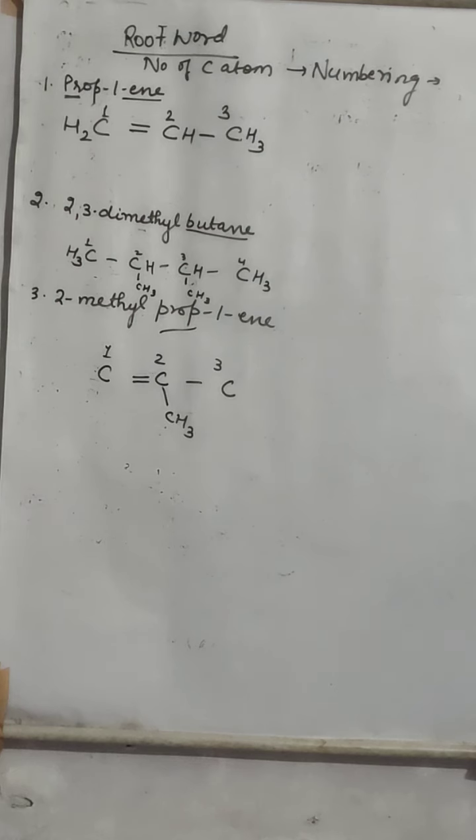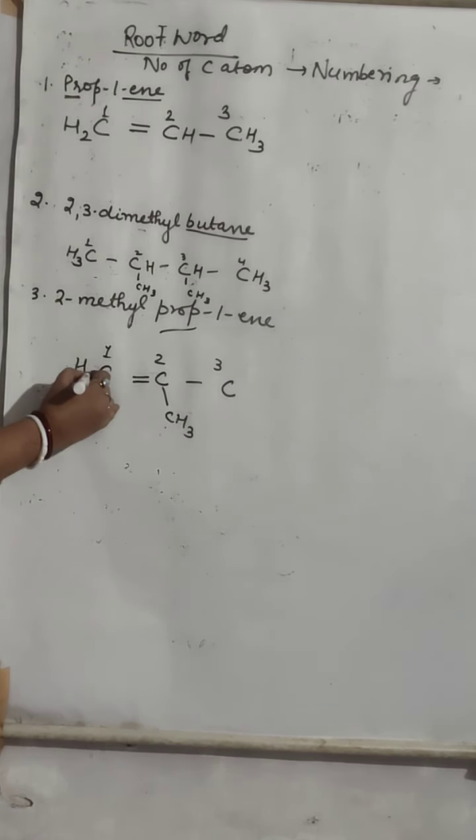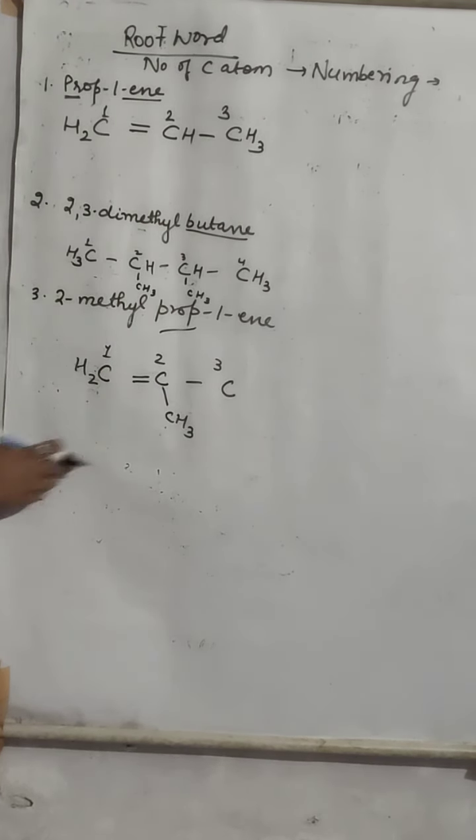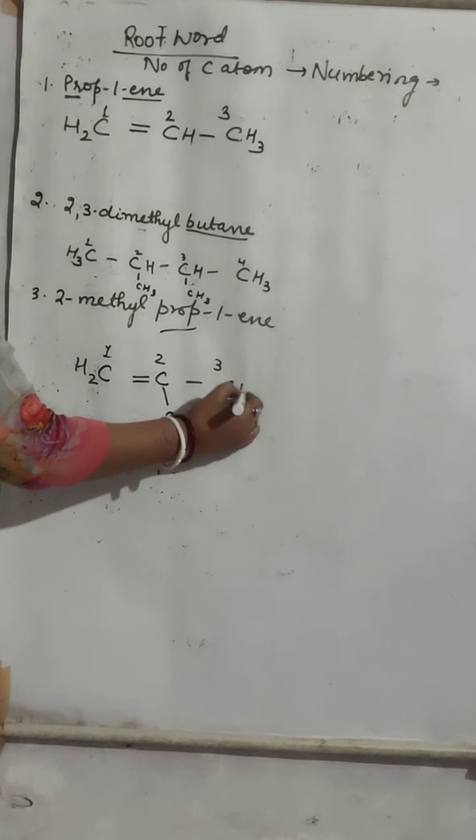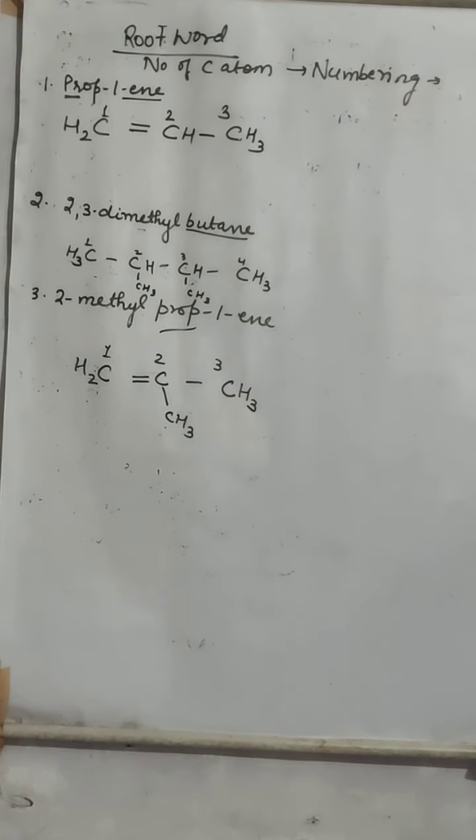Now satisfy the valency of carbon by hydrogen. This carbon requires how many hydrogens? 2. Now this carbon is satisfied, and this carbon is satisfied by 3 hydrogens.